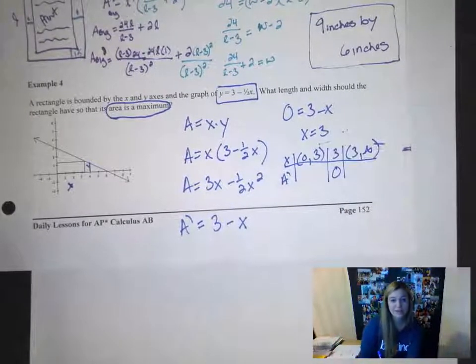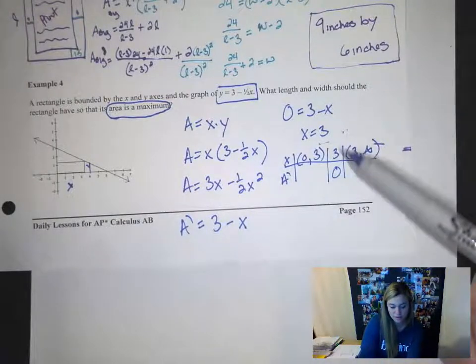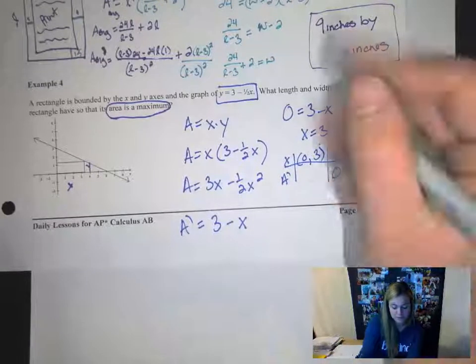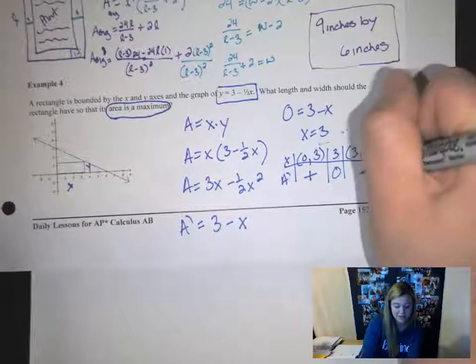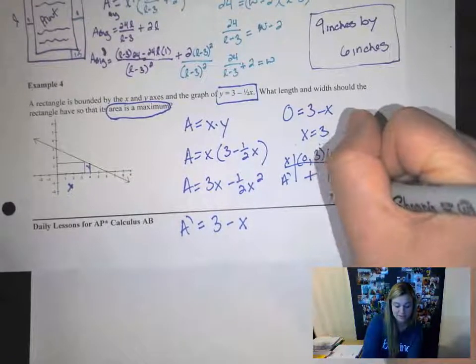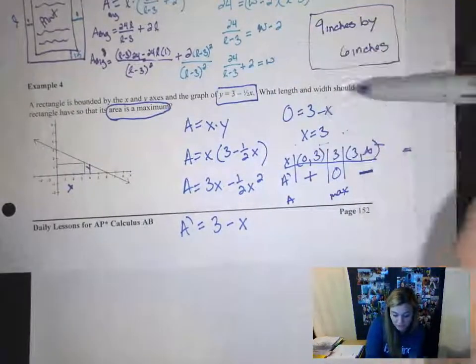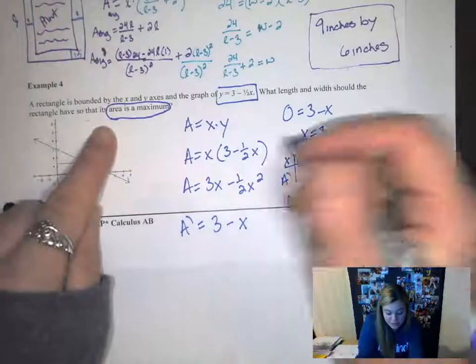I know at 3, A prime is equal to 0. Substituting a value from 0 to 3 into A prime, if I put in 1, for instance, 3 minus 1 is going to be positive. If I put in 10, 3 minus 10 is going to be negative. That means A does in fact have a max. And so if I want to know what is the length and the width, I know that x was 3.